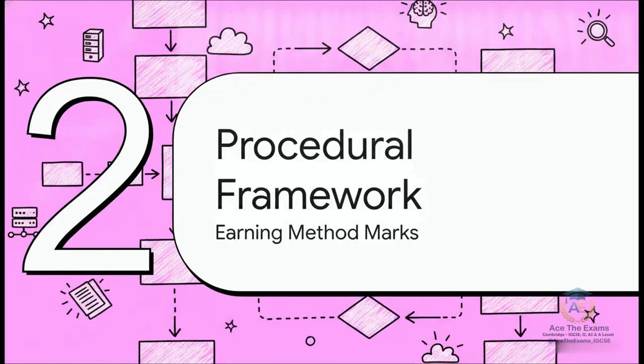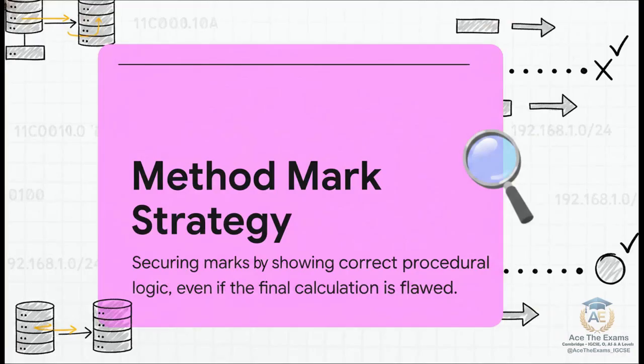Section 2. The procedural framework. This is all about earning your method marks. This next strategy is arguably the single most important takeaway of this entire explainer. We call it the method mark strategy. Basically, this is the practice of securing your examination marks by explicitly demonstrating the correct, step-by-step procedural logic, even if your final binary calculation is completely flawed.